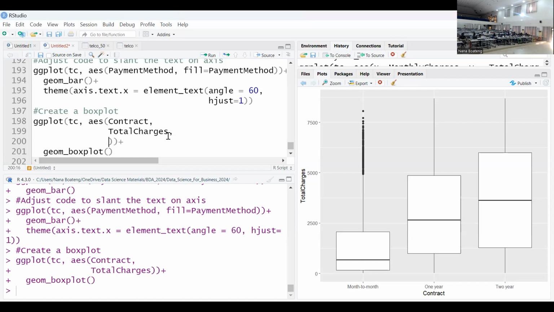So let's fill it. Let's fill it by contract. And then let's run it again.